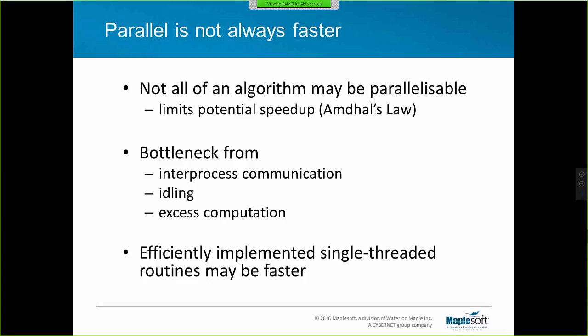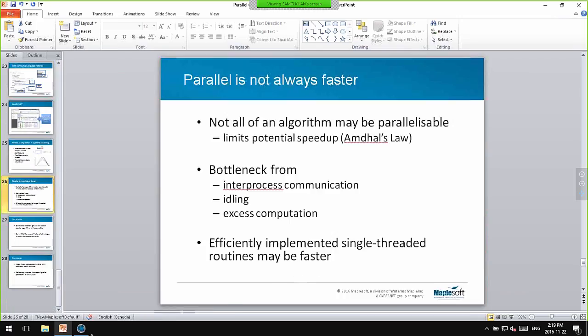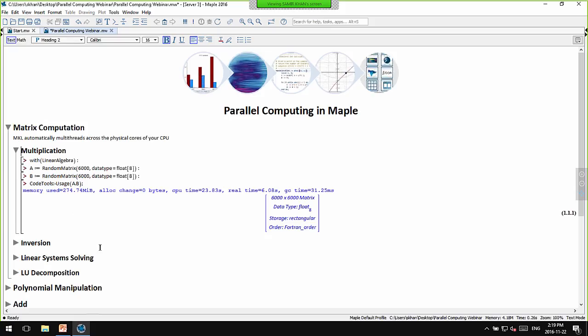Now, at this point, I just want to jump into the Maple worksheet that I showed you earlier, and just show you a few parallelized routines in Maple. You can request a copy of this worksheet simply by emailing support@maplesoft.com and just ask for the worksheet that we demonstrated in the parallel computing webinar.